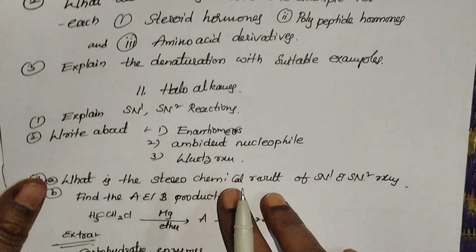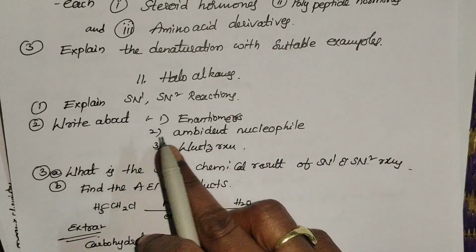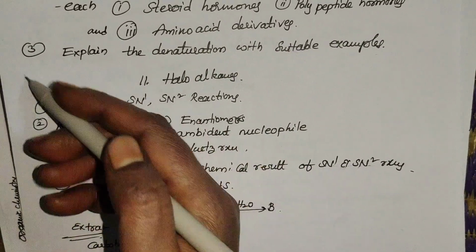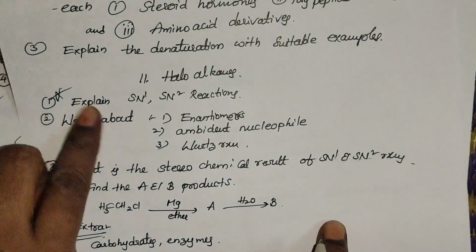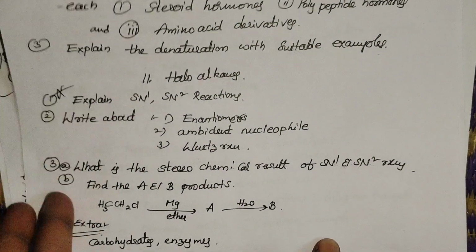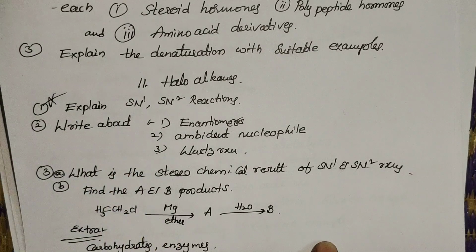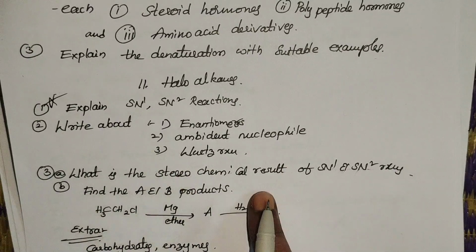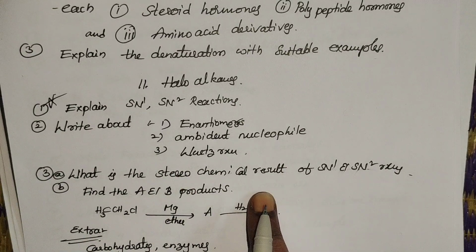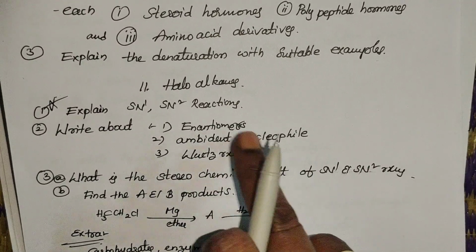Next, from the haloalkanes, we may expect only these 3 questions. Okay, SN1 and SN2 reactions are very, very important reactions. With mechanism we may expect a LAQ also. Without mechanism, or the stereochemical result, that is for the SAQ. Next, most important definitions: enantiomers definition, ambident nucleophile definition, from organic chemistry, and here haloalkanes also.